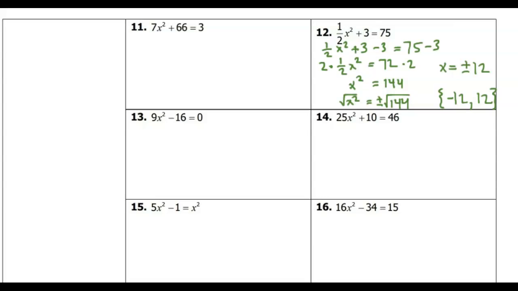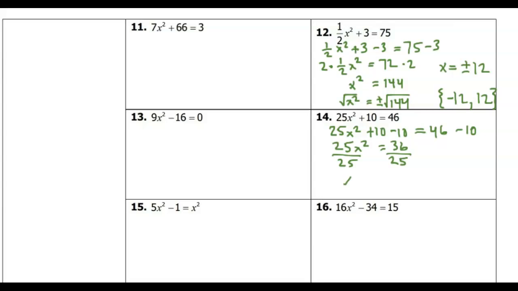So we'll take a look at the one right below it, number 14. Again, I'll post all the solutions to these in our folder if you want to try some more of those. But in this case, again, we want to start with subtracting 10 from both sides. So we end up with 25 x squared is equal to 36.